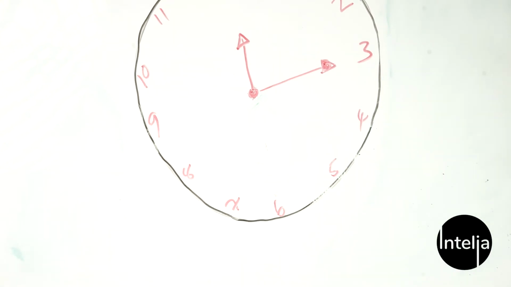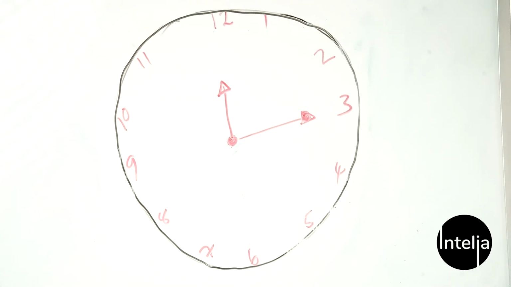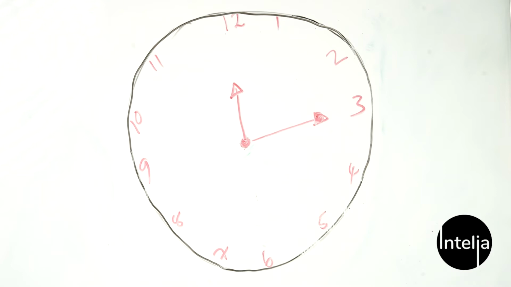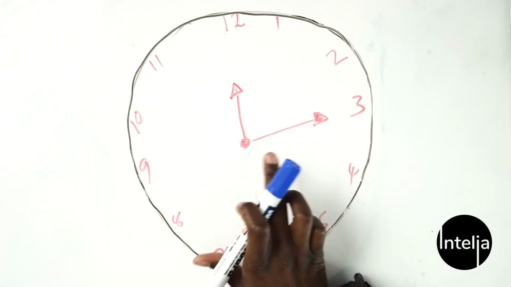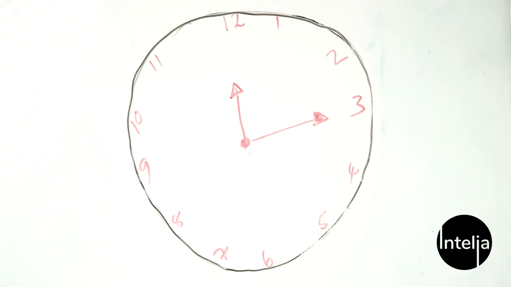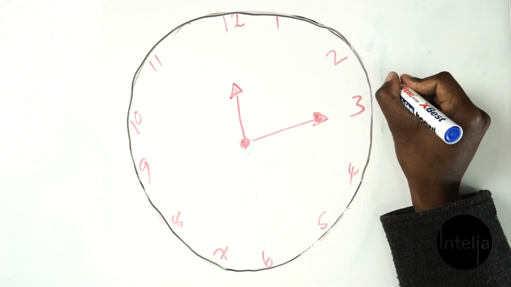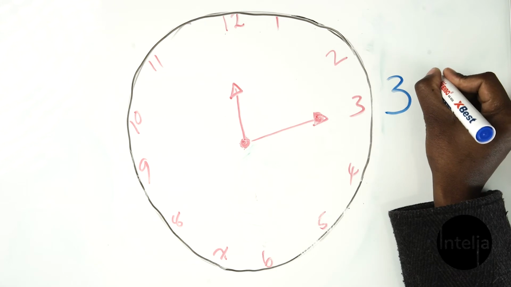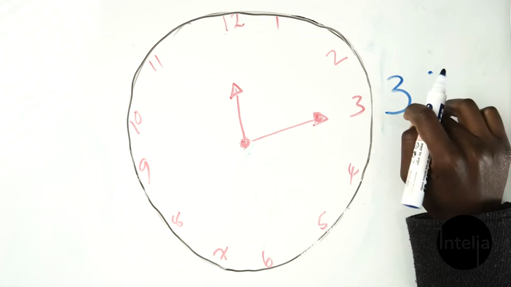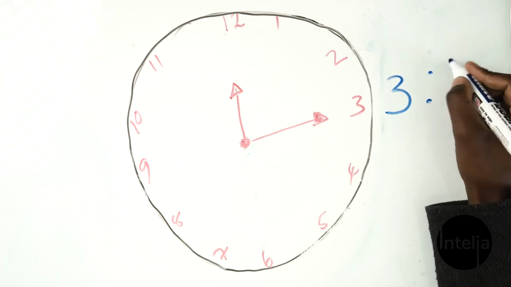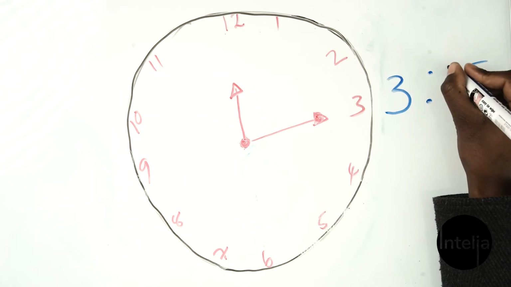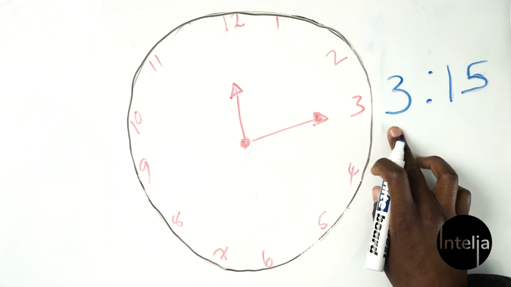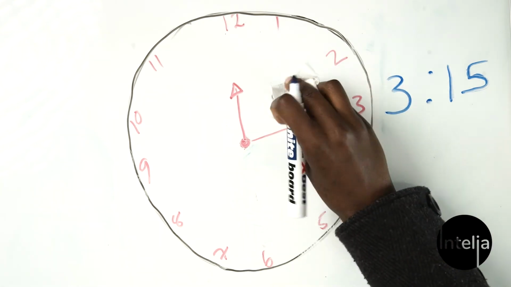So this is 3:15. So 3:15, you write it like this: your 3 here, and always put these 2 dots in between the hours and the minutes, and then you write 1, 5, 15 like this. That's 3:15. And then we do another example.